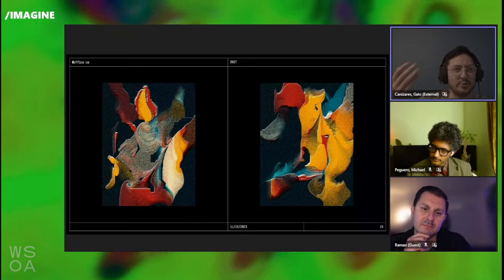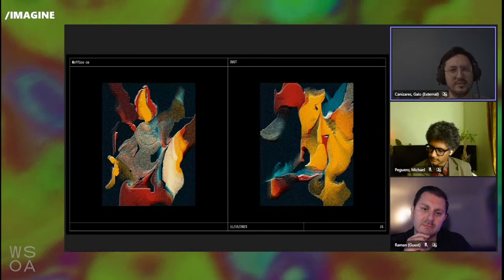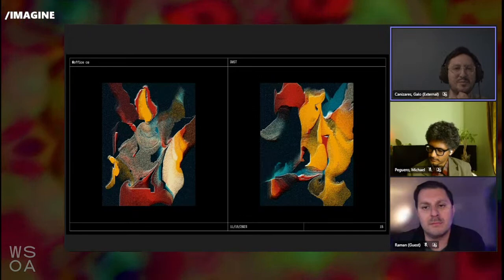And so for me now, it's really just a process of playing with the algorithm so that then I can generate a million of these different artworks and see what comes out, or what I find interesting.